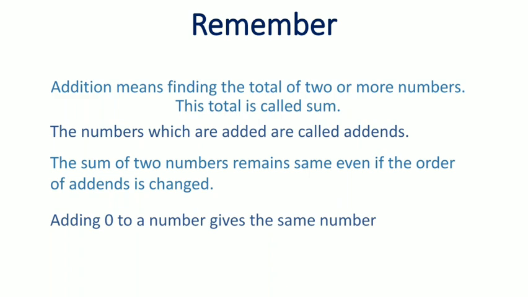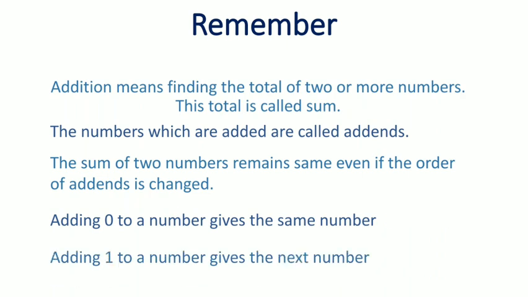Adding 0 to a number gives the same number. Means 5 plus 0 is equal to 5. Anything added with 0, we will get the same number. Adding 1 to a number gives the next number. Means if we add 5 plus 1, we will get the answer 6. It is the next number after 5.